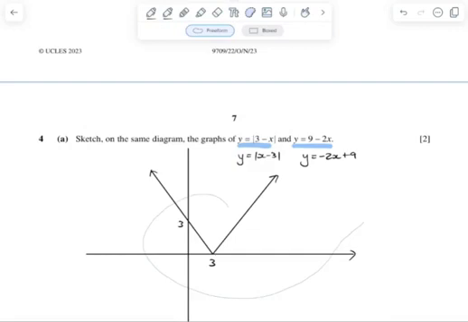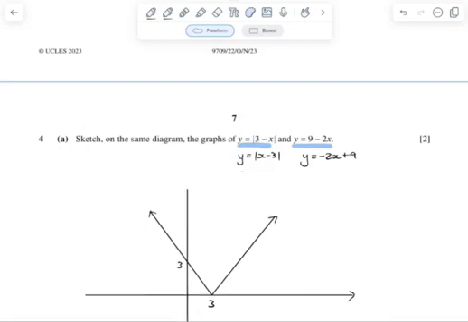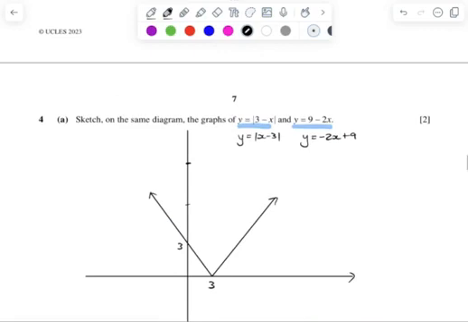Okay, hopefully you maybe planned this a bit better in your paper. So 3, 6, let's say it goes through 9, and it has a gradient of minus 2. Okay, so that's steeper than this gradient. This has a gradient of 1. The other one's got a gradient of 2.